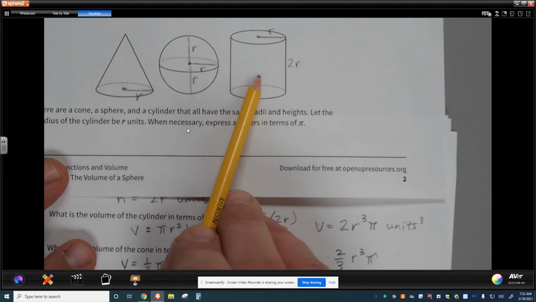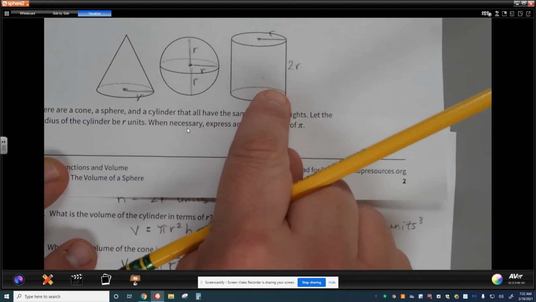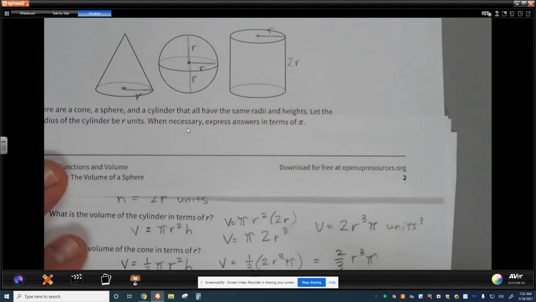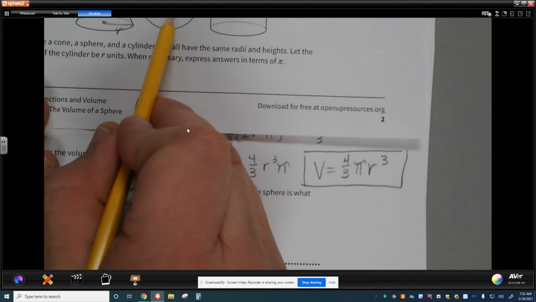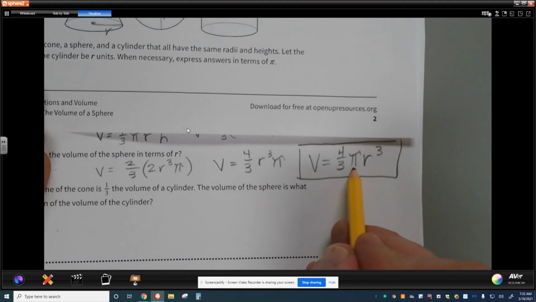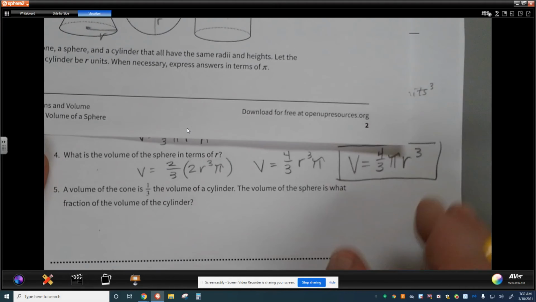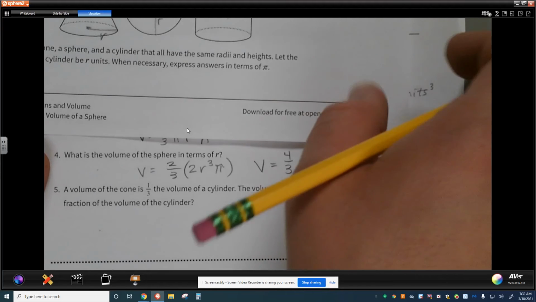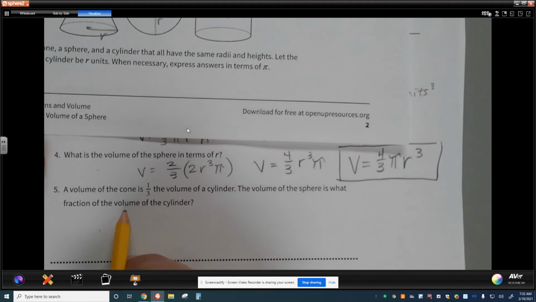and recognize the relationship of these two, that the sphere is 2/3 the volume of the cylinder with the same height and radius, ends up telling me that the volume formula for a sphere is 4/3 times pi times the radius to the third power. So now when we talk about a volume of a cone is 1/3 the volume of a cylinder, the volume of the sphere is what fraction of the volume of the cylinder.